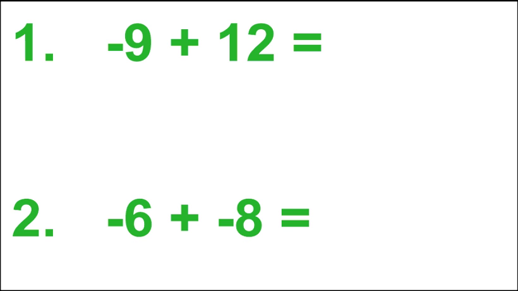All right, who's got an answer for the first one? 3 is correct. Signs are different. We subtract. So 12 minus 9 is 3. We use the sign of the bigger number. Bigger number was positive 12, so it's a positive 3. Second one. Negative 14 is correct. Signs are the same. So we add, keep the sign. Everybody good on those?